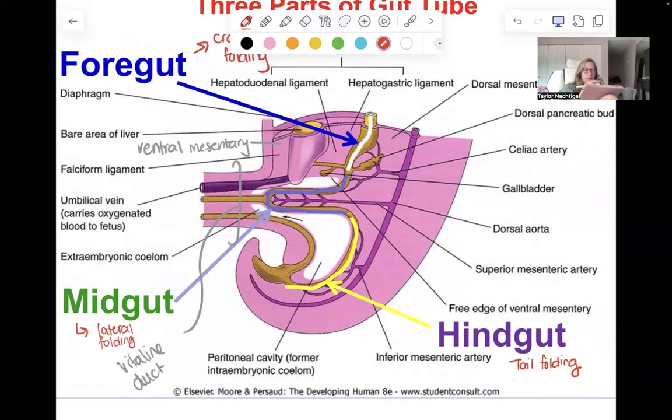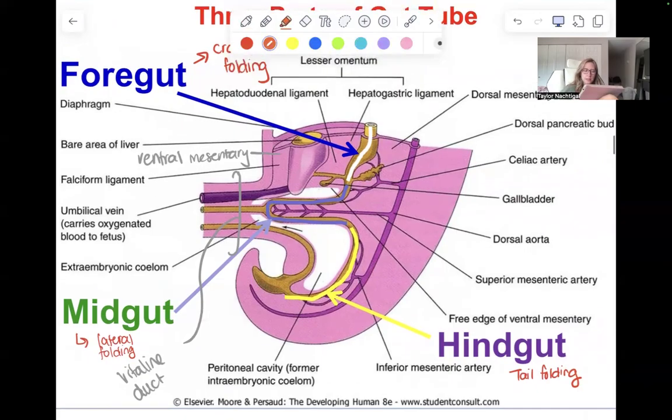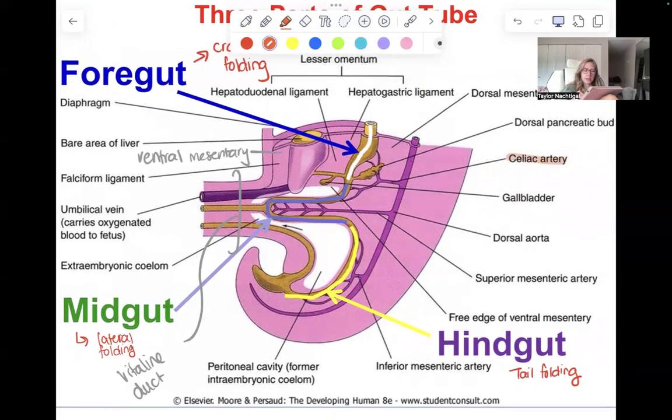Blood supply here, it is mentioned in the slides, so we may as well just have a quick peek at that as well. We've got the celiac artery that's feeding the foregut. We have the superior mesenteric artery feeding the midgut. And then we have the inferior mesenteric artery feeding the hindgut down here.